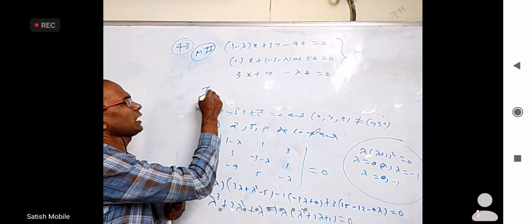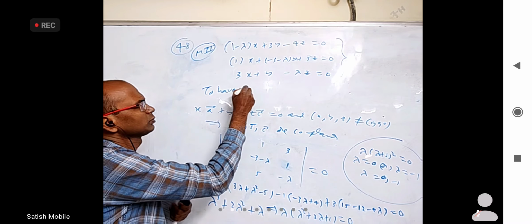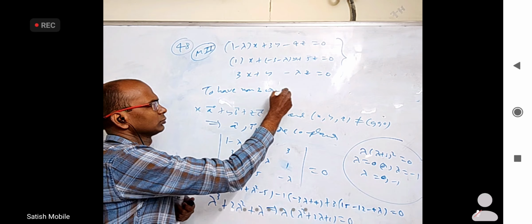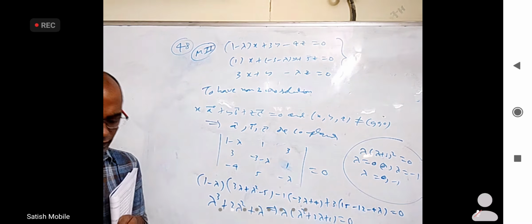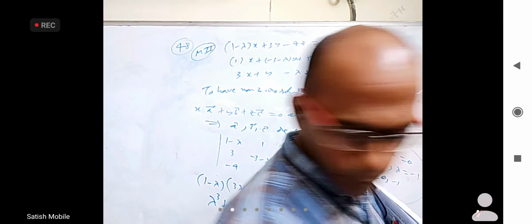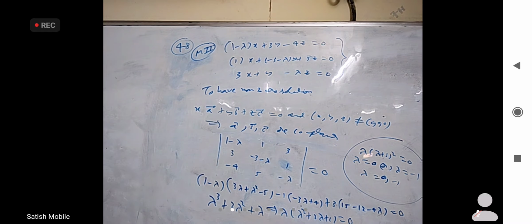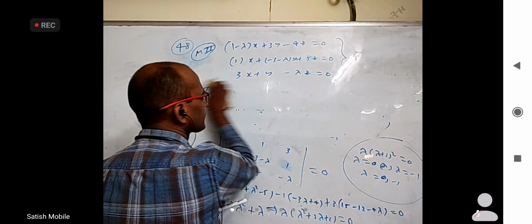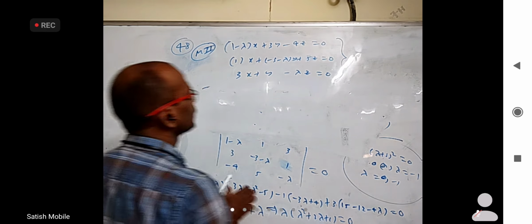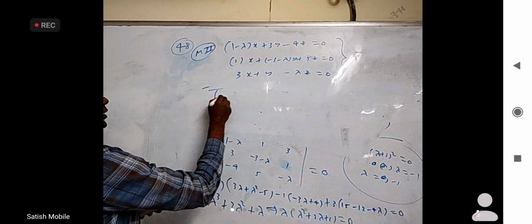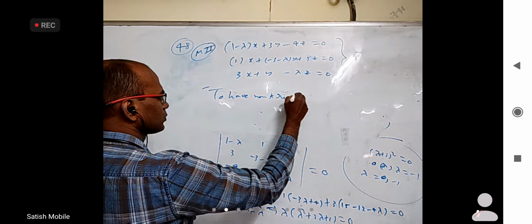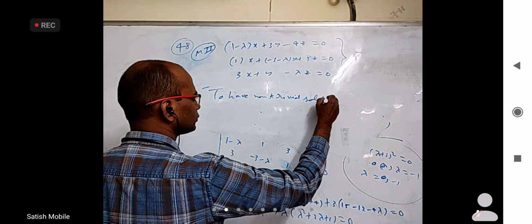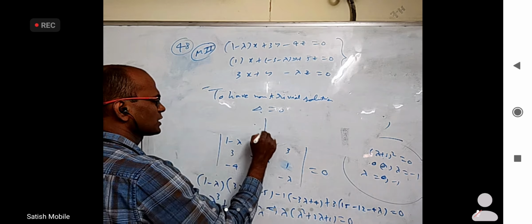So to have a non-zero solution, because in the question that's what they said, x, y, z should not be 0, 0, 0. So if you want to have a non-trivial solution, I erased this, sorry. To have a non-trivial solution, delta should be 0, which is exactly this.